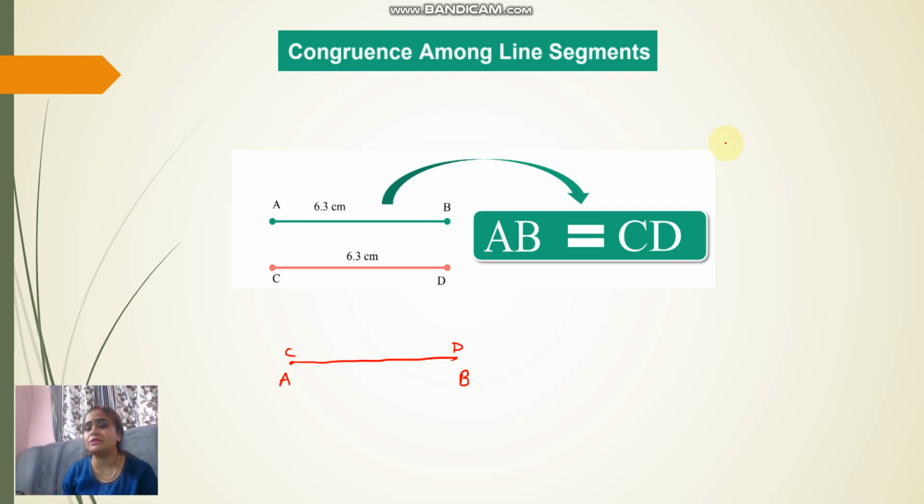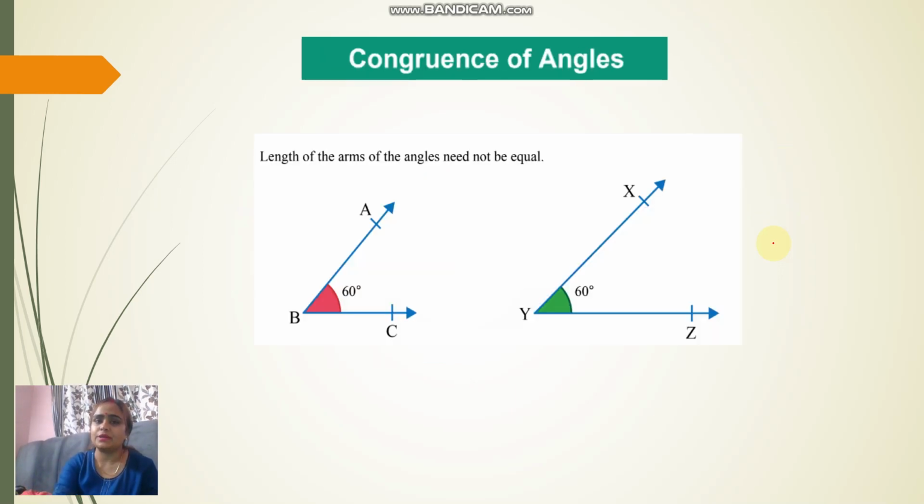But when we have two lines, where the first is 2.5 centimeters and the second is 4.2 centimeters, are they congruent? No, they are not congruent. Yes, they are of the same shape, but the lengths are different, so they are not congruent. Next is the congruency of angles.